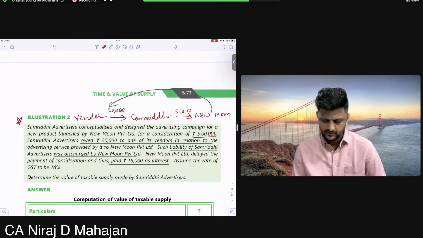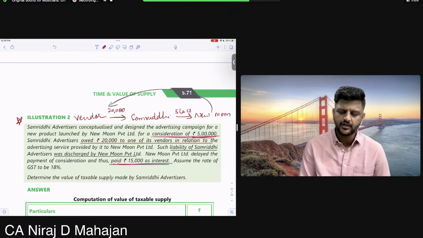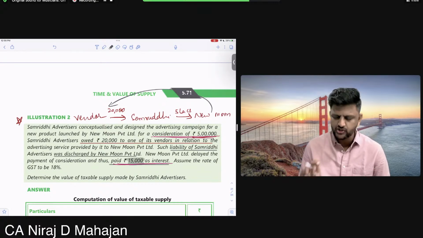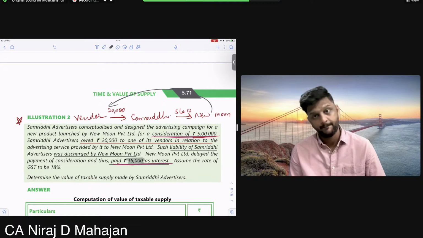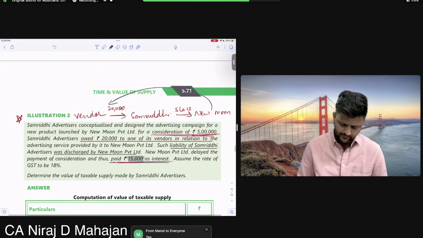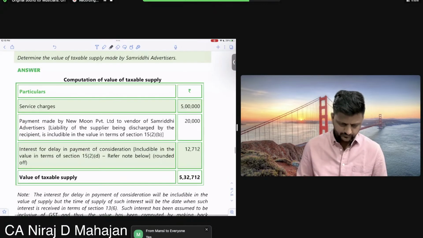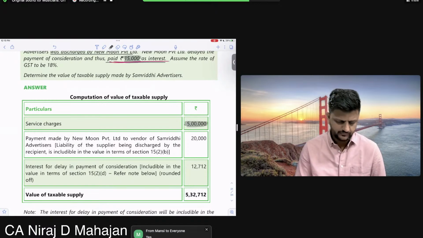Pay attention. The consideration was 5 lakhs, and interest given to you is 15,000. Now here there can be a couple of assumptions that we will do in some time. But first of all, 15,000 is also part of your value of supply. Yes. And 5 lakhs also? Yes. Good. So check. Service charges 5 lakhs. Yes, clear all of you?